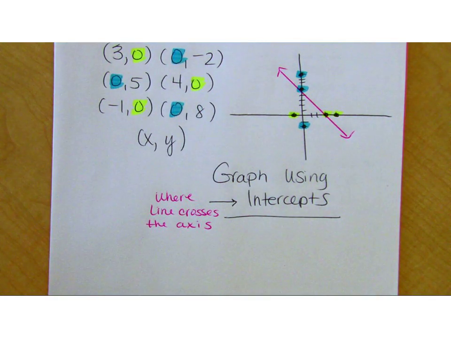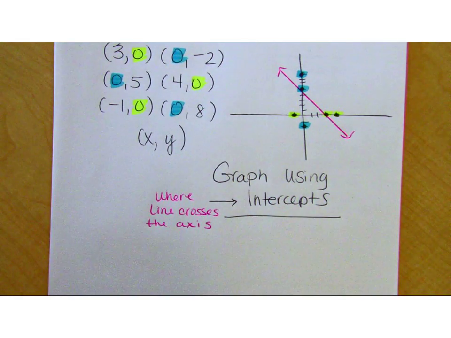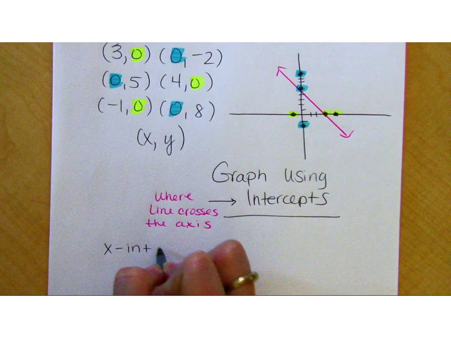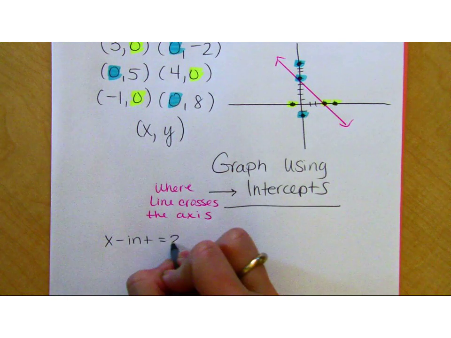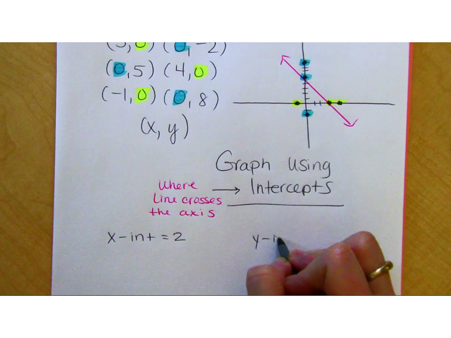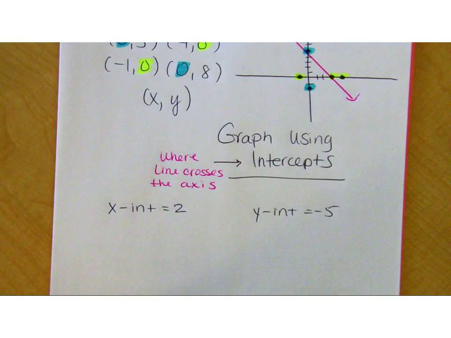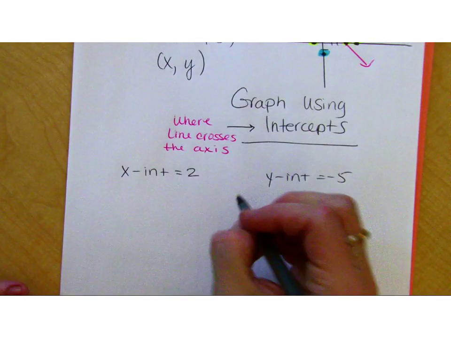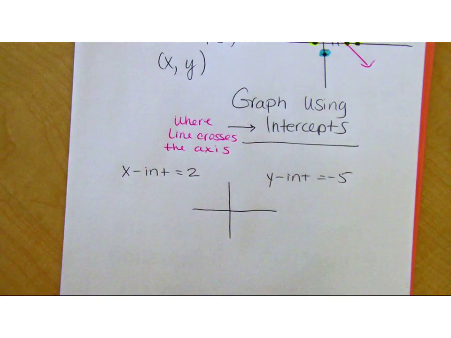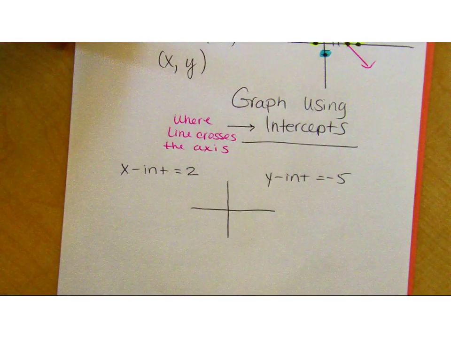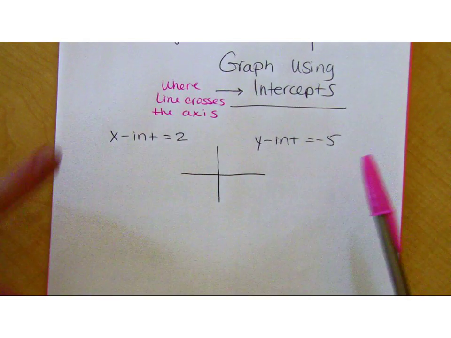So if I were to literally say to you, hey, I got a line. The line has an x-intercept of 2. It has a y-intercept of -5. Could you graph that for me, please? Yeah, that's really as simple as this gets right now, okay? Actually, before we even do that, something that's important is that you're going to need to be able to write your intercepts as ordered pairs.